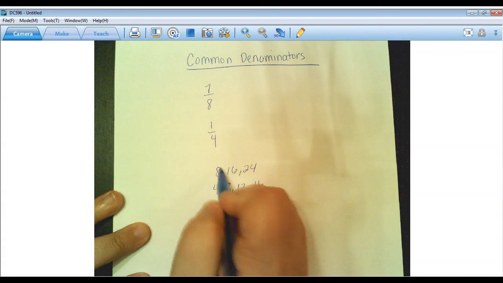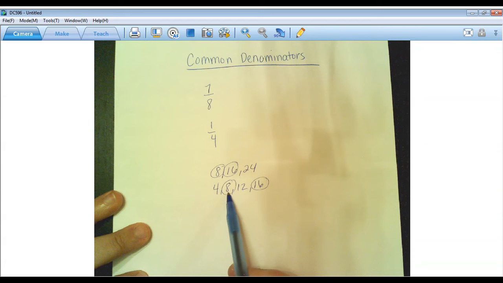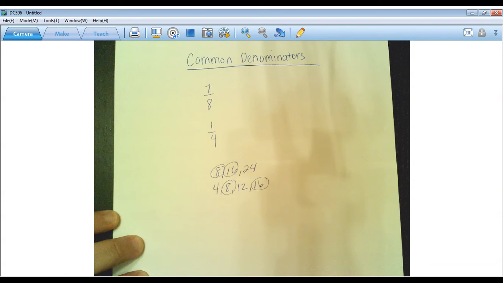So you will see that we actually have 8 as a common multiple, and we have 16 as a common multiple. If I were to keep counting, 24 would be a common multiple. So to find a common denominator, the easiest thing to do is to take the least common multiple, which in this case is 8. So I'm going to change both of these fractions to have a denominator of 8.